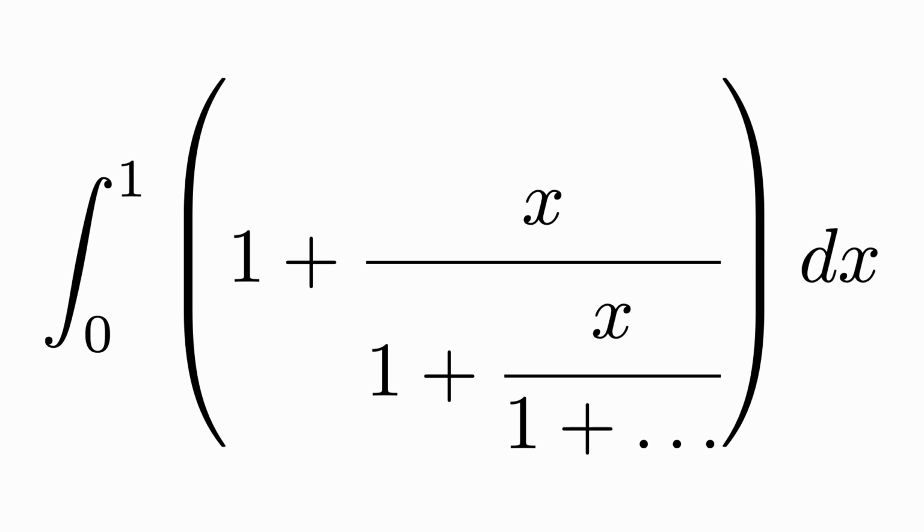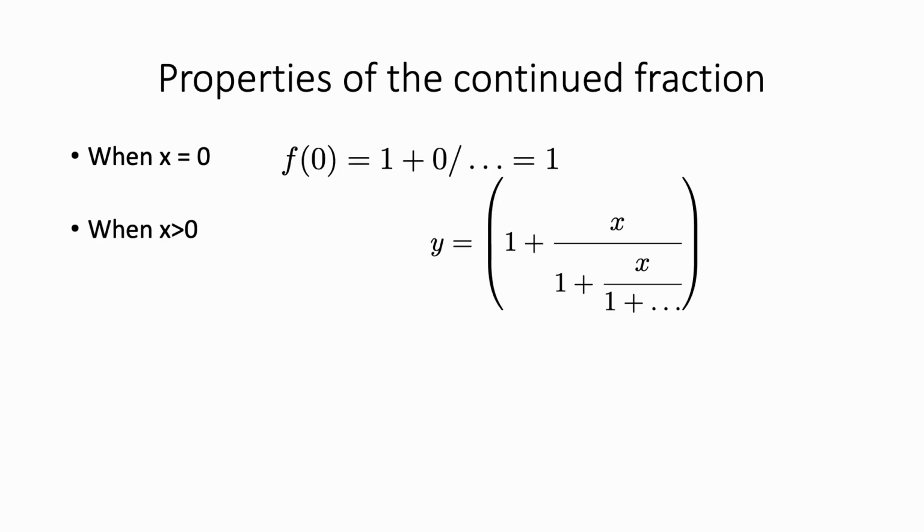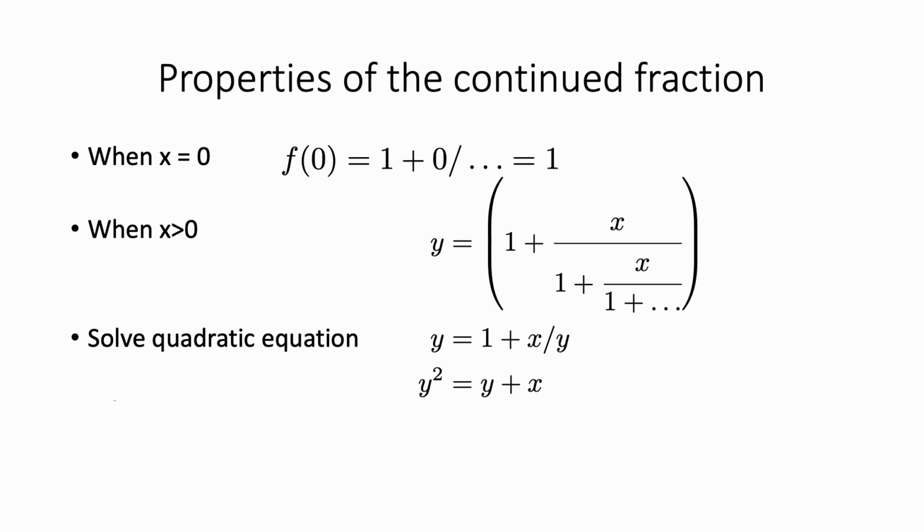So here's the strategy. So we checked the limits, and then you can see that if y equals this, that this same pattern repeats within itself. So you have y equals 1 plus x over y. So this is a quadratic equation in y. So we multiply by y both sides of the equation.